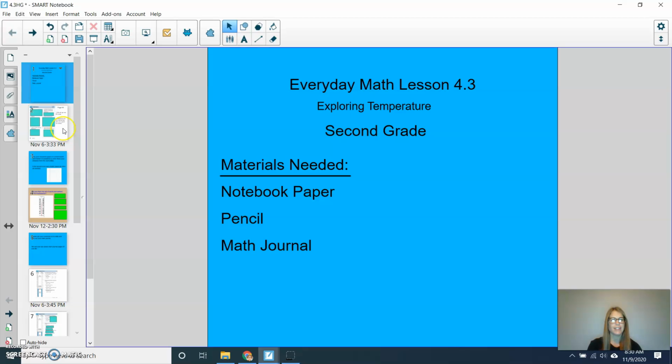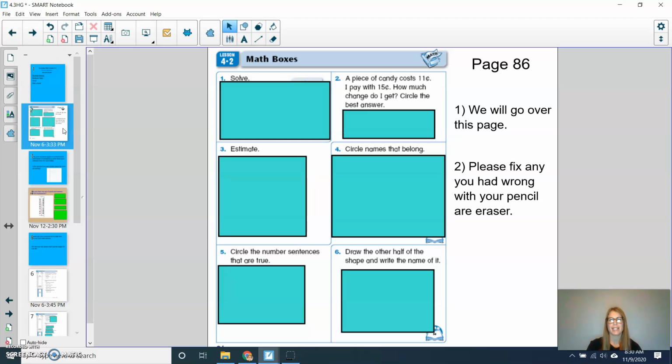Let's get started. The first thing that we're going to do is go over our math boxes from the previous lesson. So if you can open up your math journal to page 86, if you're noticing that you have any mistakes, please fix those with your pencil and eraser. So for question number 1, you're solving.